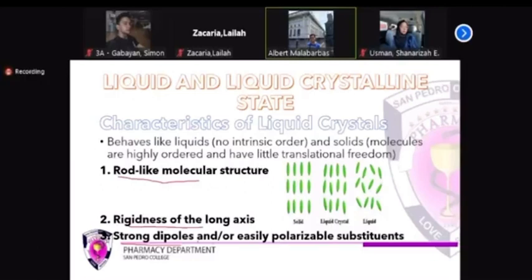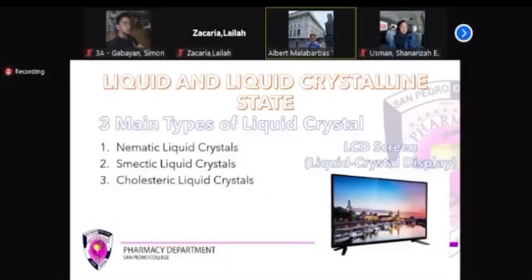So because of being a strong dipole, it is said that your liquid crystals are capable of conducting electricity. Like in the case of your LCD. Your LCD stands for liquid crystal display. So it's capable of conducting electricity because of its polar property.